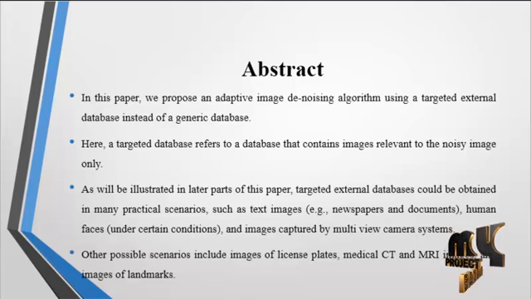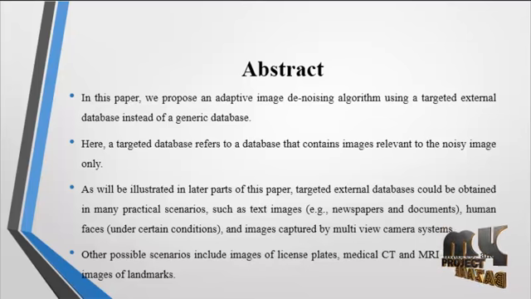In this paper we propose an adaptive image denoising method, that is the algorithm, using targeted external database images for a generic database. Here the targeted database refers to a database that contains images relevant to the noisy image only. As will be illustrated in later parts of this paper, targeted external databases could be obtained in many practical scenarios such as text images like newspapers and documents.